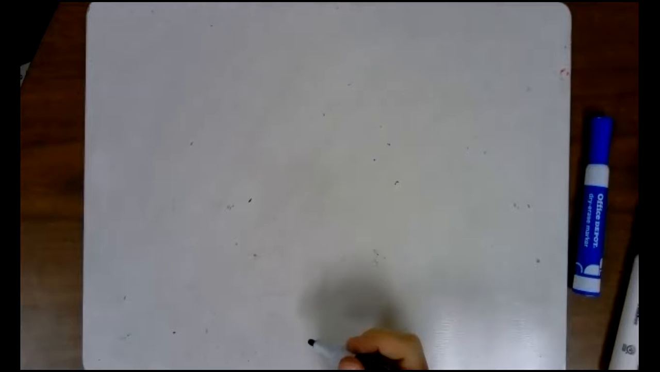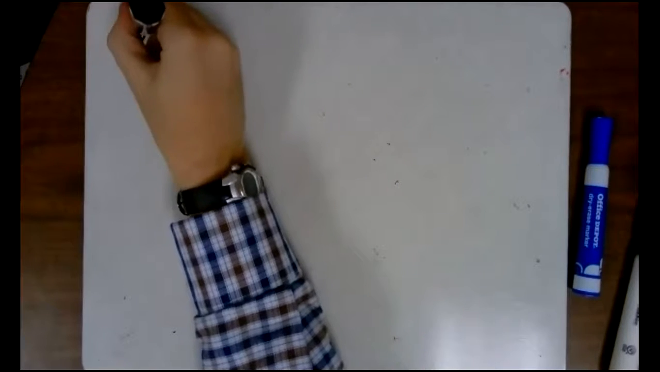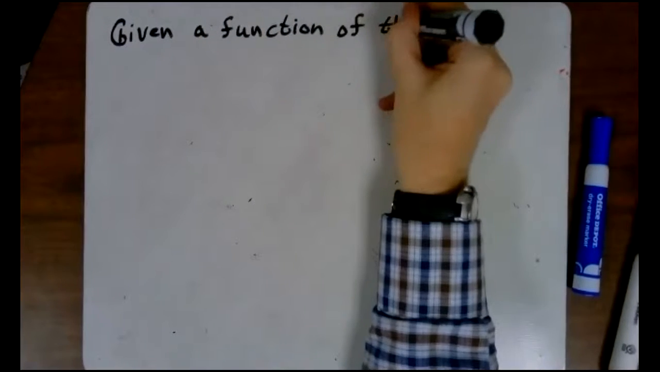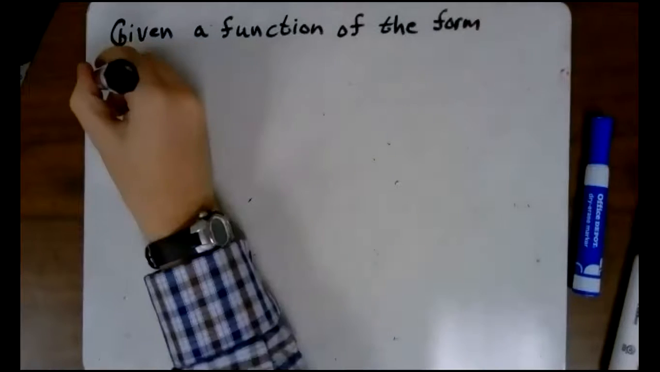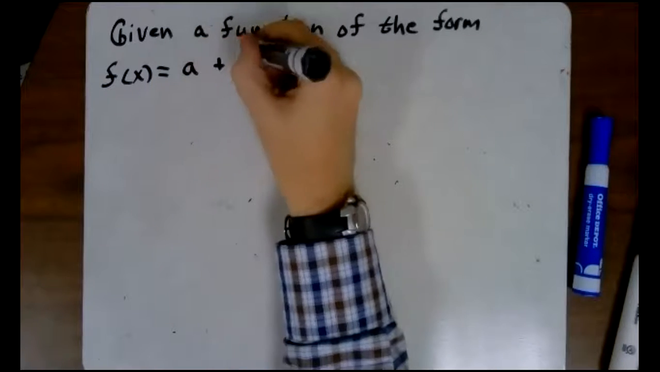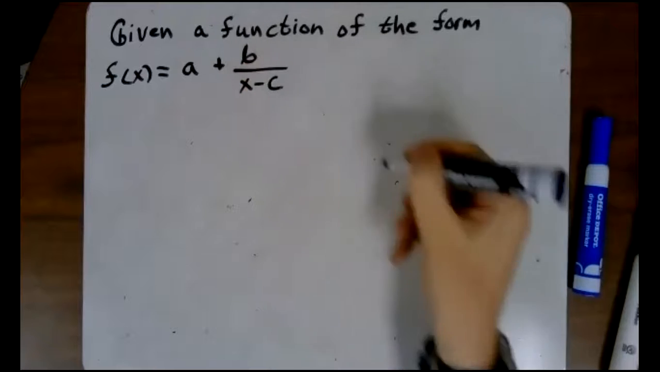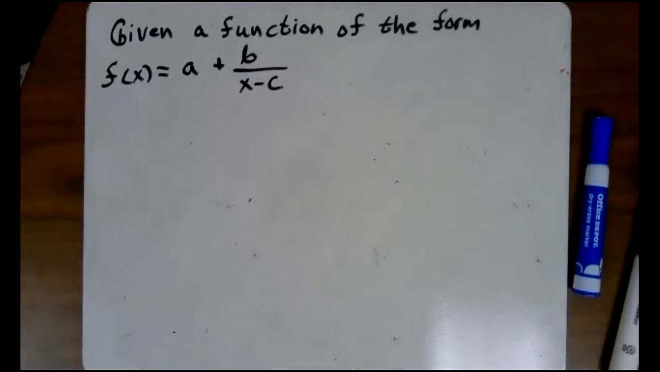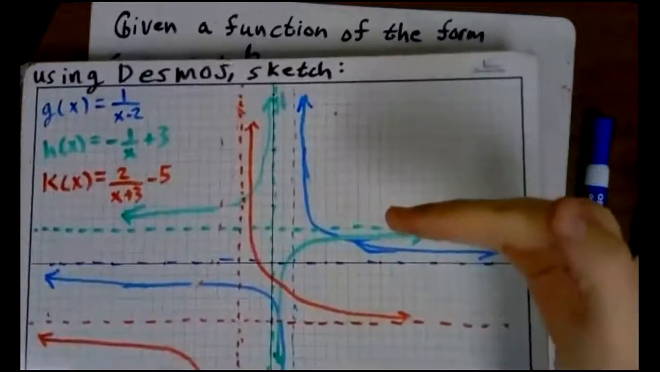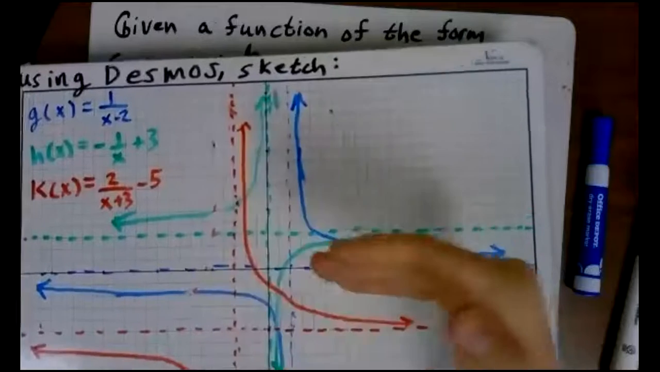So, given a function of the form f of x equals A plus B over x minus C, what do each of these letters represent? Well, we saw that the number we're adding on the outside represents a vertical shift, either up 3 in this case, or down 5.